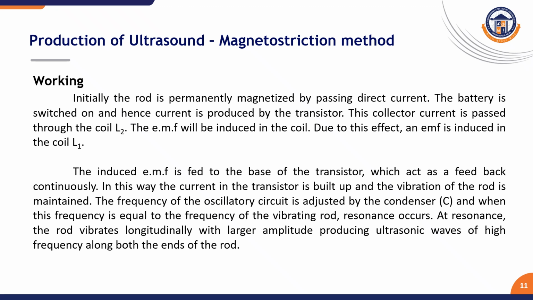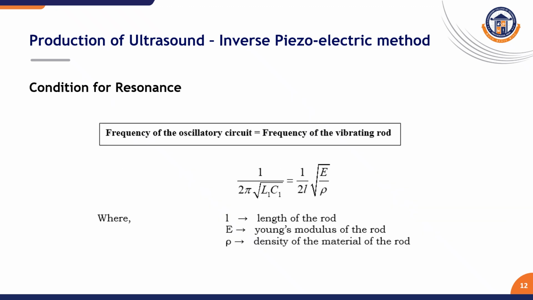At resonance, the rod vibrates longitudinally with larger amplitude, producing ultrasonic waves of high frequency along both ends of the rod. The condition for resonance is that the frequency of the oscillatory circuit equals the frequency of the vibrating rod: 1 by 2 pi root of L1 C1 equals 1 by 2L root of E by rho. L is the length of the rod, E is the Young's modulus of the rod, and rho is the density of the material.